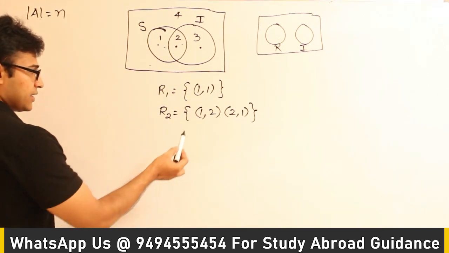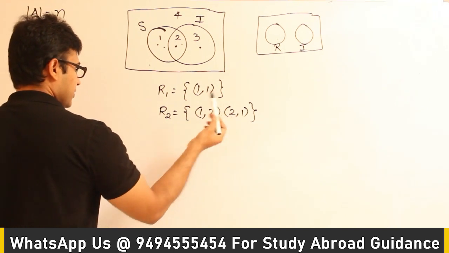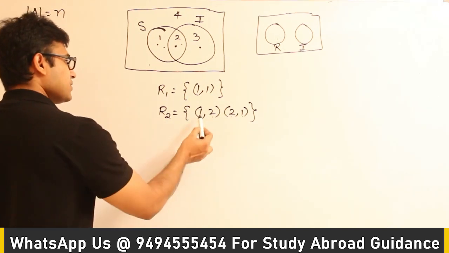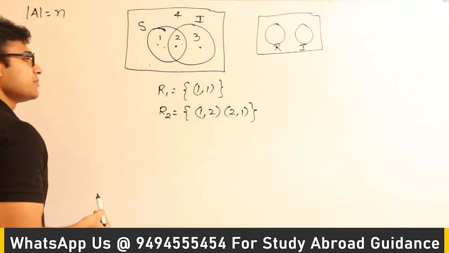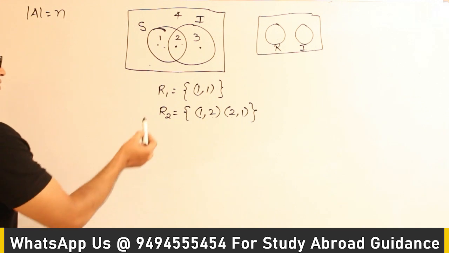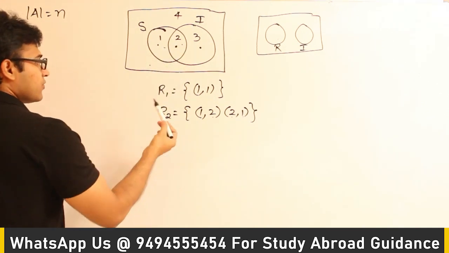Why is it symmetric? xy is present and yx is also present. That is why it is symmetric, and it is irreflexive. Why is it irreflexive? Because there is no x comma x element present here. Therefore, yes, region 2 can be justified with R2.